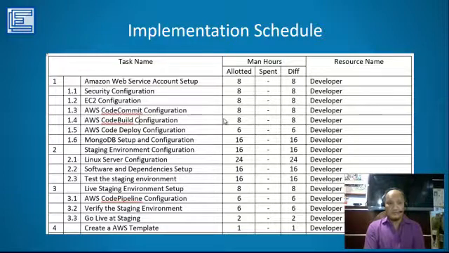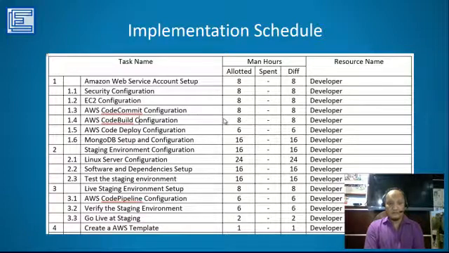Next is we'll configure the AWS CodeBuild. This one will automate the building process of your application. The next thing is AWS CodeDeploy. This will automate the deployment phase of the application. Next is the MongoDB setup. This is the database of the application.